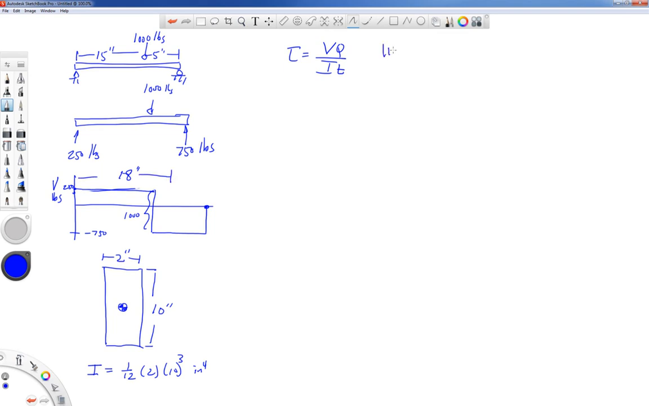The magnitude of the V at 18 inches is going to be 750 pounds. So we're going to use our formula. Tau is equal to 750, divided by my I.